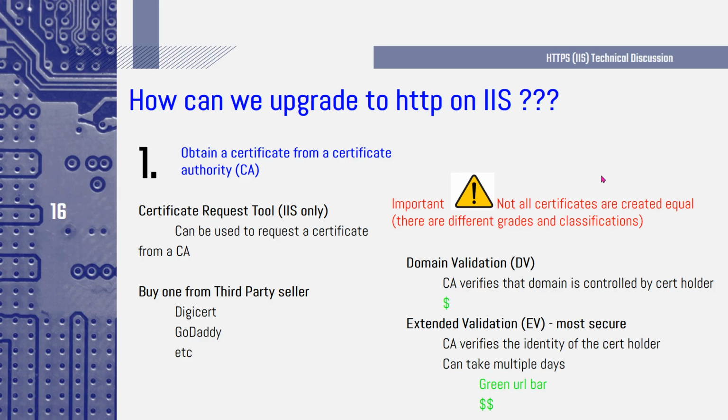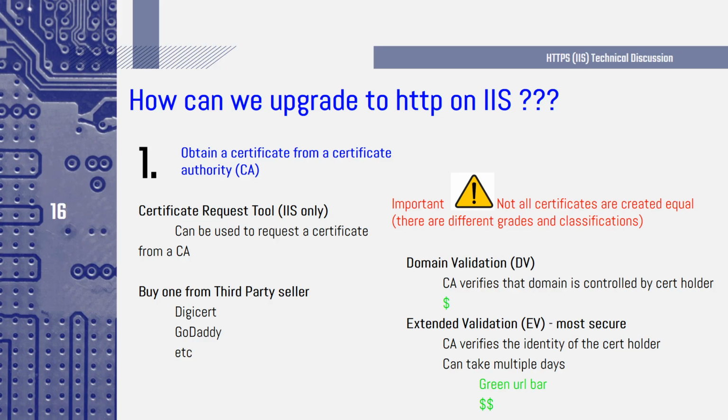So how can we upgrade on IIS? We will need to obtain a certificate from a certificate authority, and Windows Server or IIS provides a certificate request tool, and this can be used to automate the process. You can also buy one from a third-party seller, such as DigiCert or GoDaddy, etc.